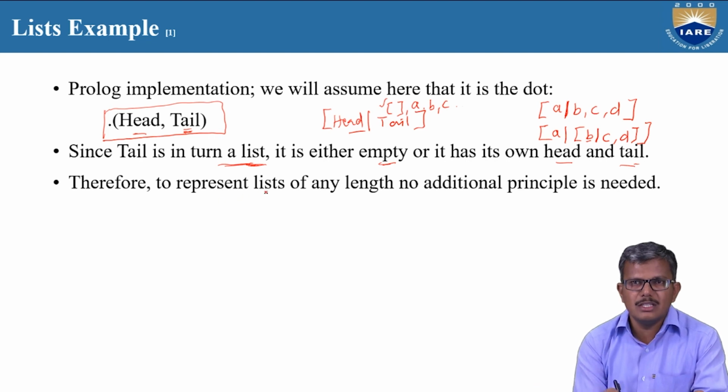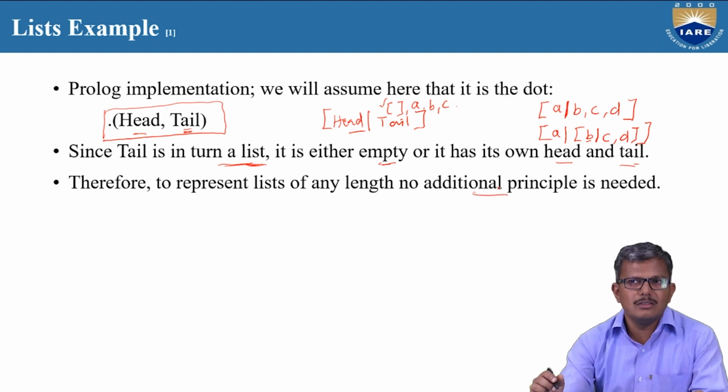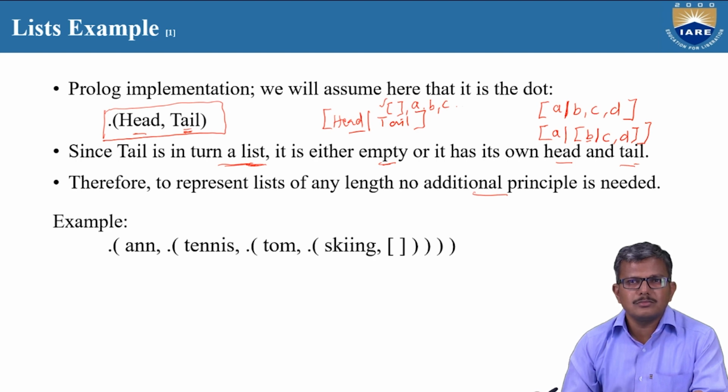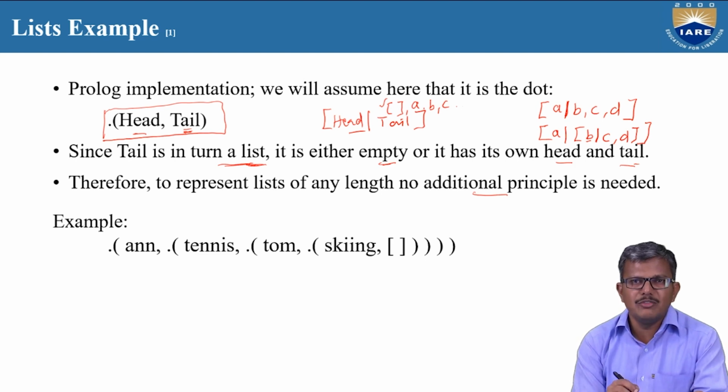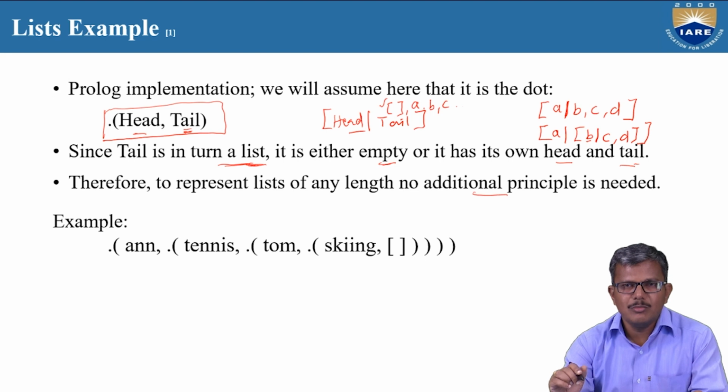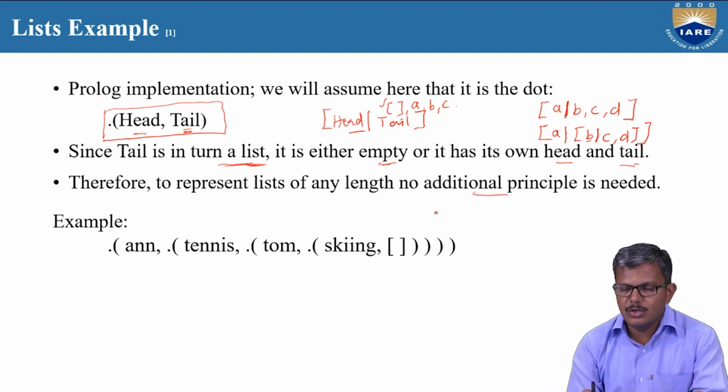Therefore we can say that to represent a list of any length, no additional principle is required. This is a common and most basic principle we are going to use while representing lists. So we will take this example. What is this example telling us? By default it is a list. If you are representing a dot with only open and close parentheses, then it is just a list with one head and the remaining part as a tail.